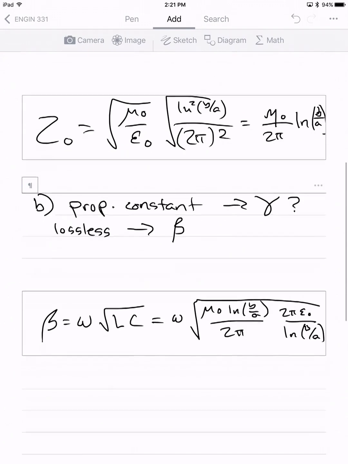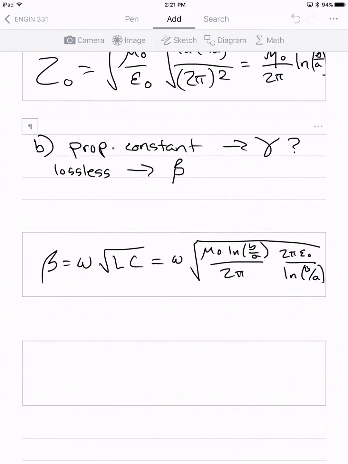Now in this one, everything except for mu naught and epsilon naught is going to cancel out. So beta is going to be equal to omega times the square root of mu naught times epsilon naught. And in general, in a transmission line, you will get that because we're having TEM propagation. The propagation constant is going to be a function only of the material parameters, not of the geometry.